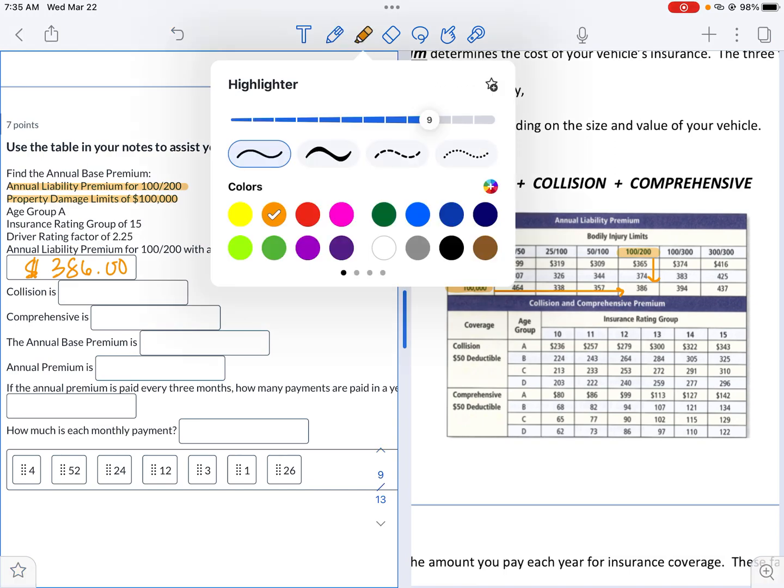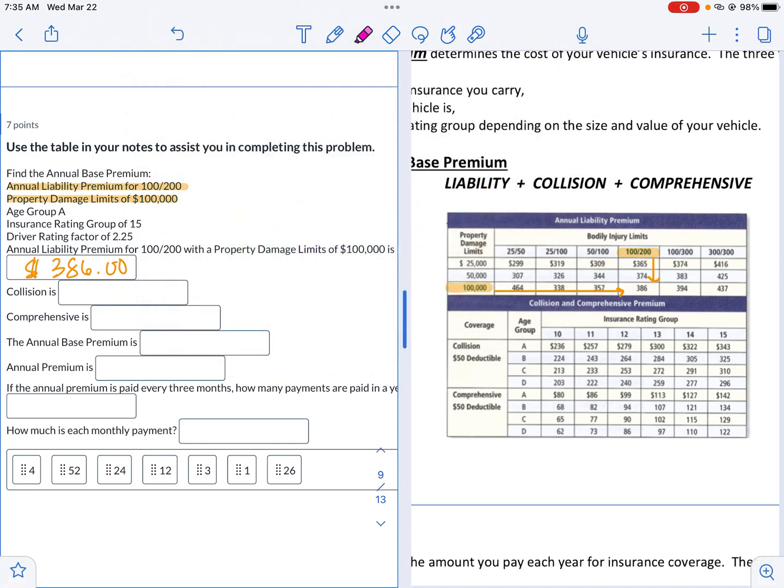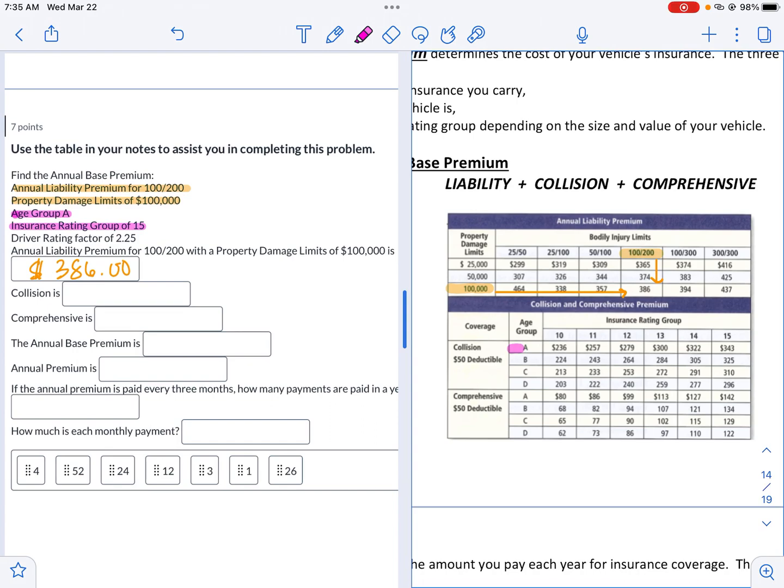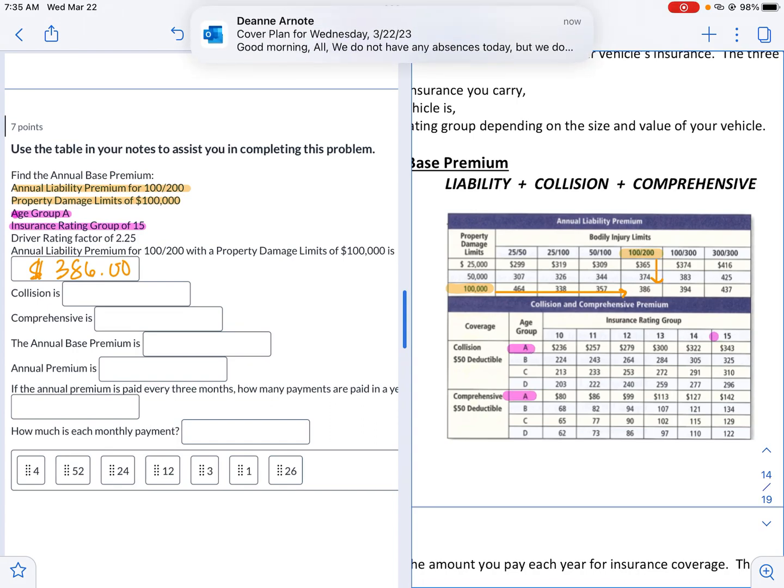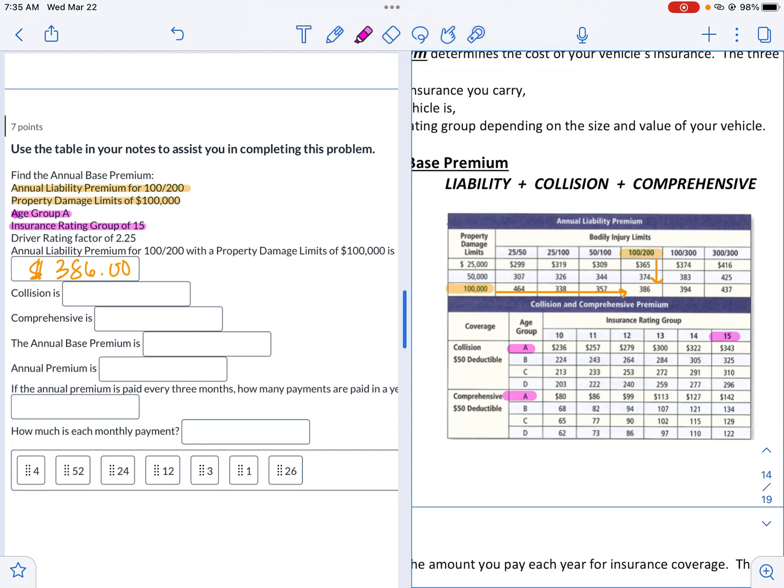Then we're going to see that we are age group A and insurance rating group 15. So we are at A15. So here is an A, and here is an A, and here is the 15. So we're going to come down A. We're going to go across A and down 15.